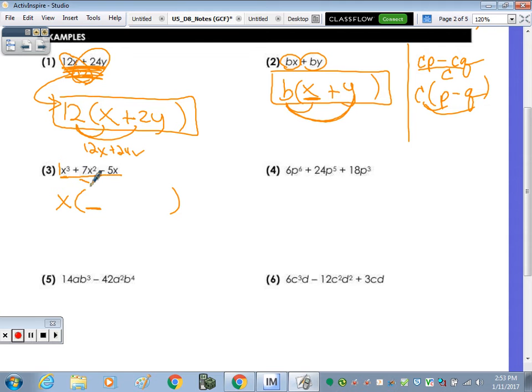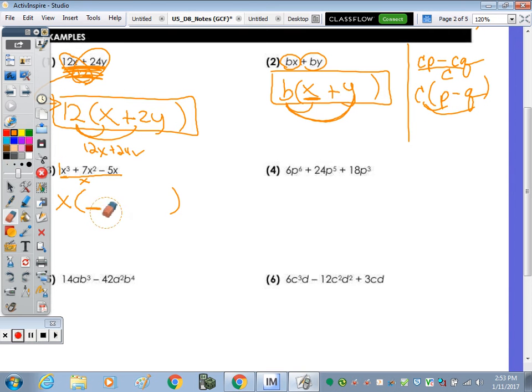Okay, let's divide by x. What's x cubed divided by x? X cubed divided by x, Michelle? X squared. Keep the plus sign. 7x squared divided by x? 7, because there's a 1, 7 over 1, x. Minus negative 5 over 1 is negative, 5 divided by 1 is 5. Do we need an x? No.